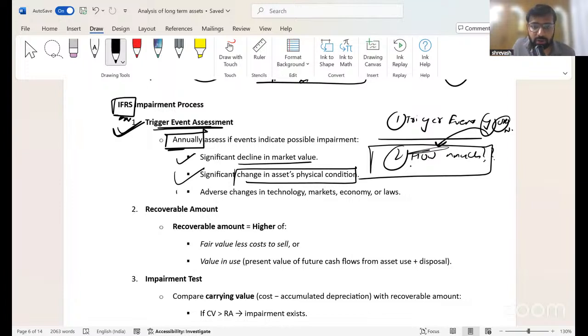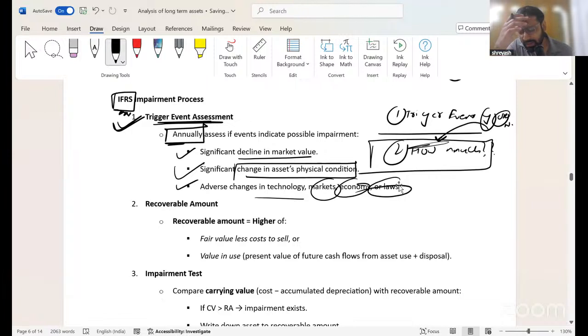Adverse changes in technology is there. Sir, the asset that I had was of a certain technology, and now suddenly technology has changed and evolved a lot, and ultimately that indicates that my asset is not very useful anymore. Markets have changed, economies have changed, laws have changed. Okay, so there is a trigger event, sir. The trigger event tells us whether the impairment has happened or not happened. Okay, fair enough.